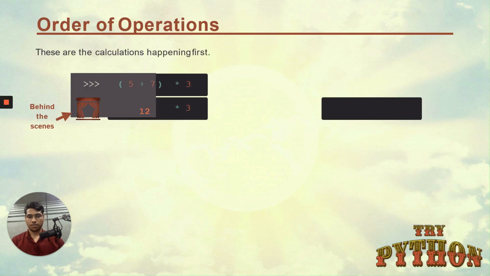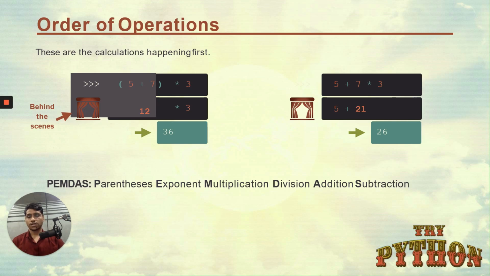Then we have order of operations. So just like we have the BODMAS rule in maths, similarly we have a rule called the PEMDAS rule, which goes as parenthesis, exponent, multiplication, division, addition and subtraction. In this, parenthesis means bracket. So if you have a bracket, brackets will be solved first and then the remaining equation will be solved.